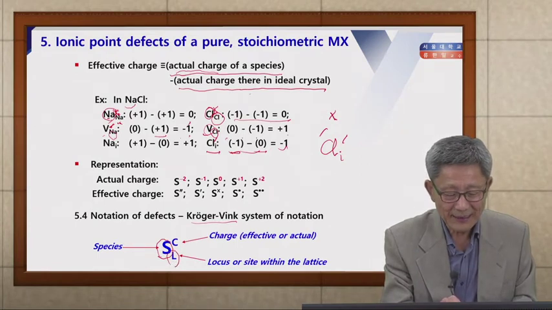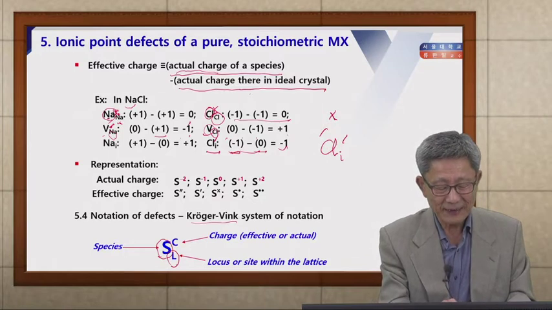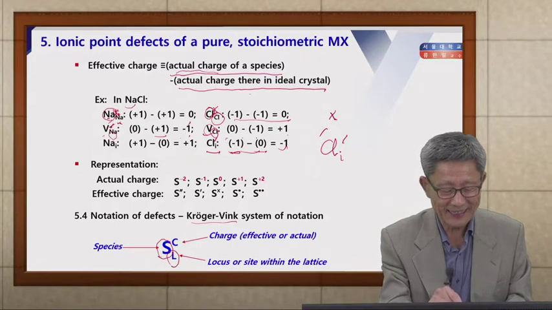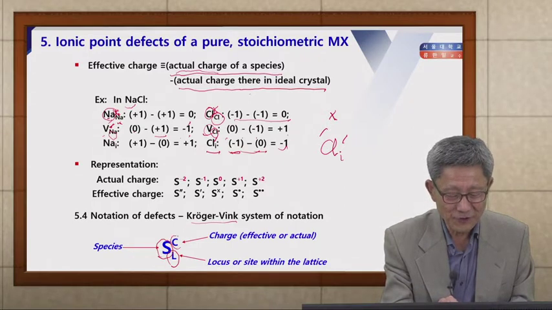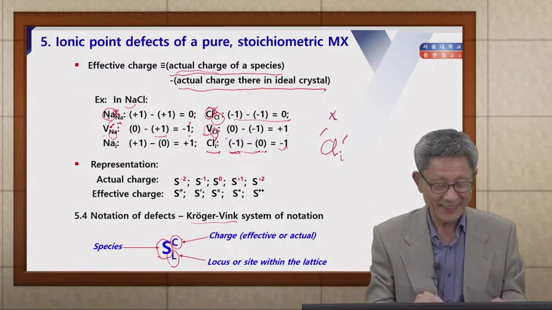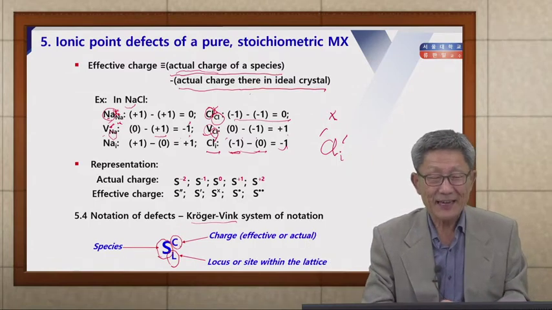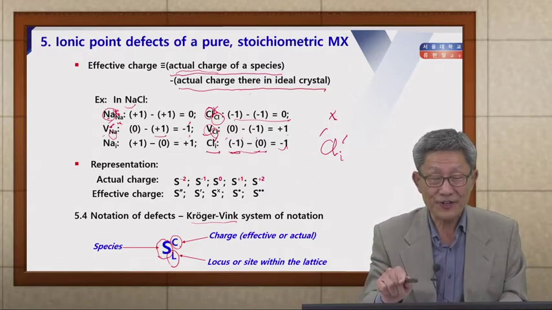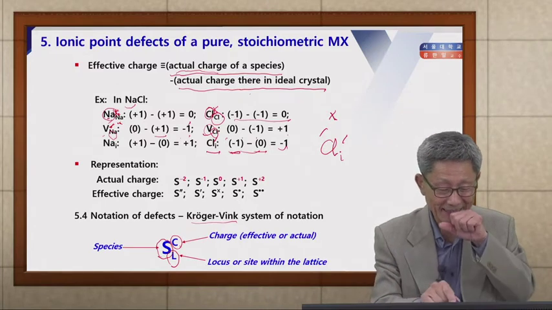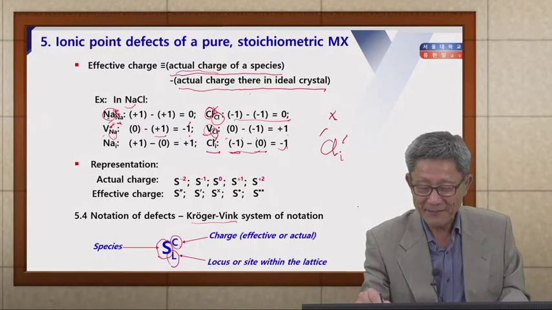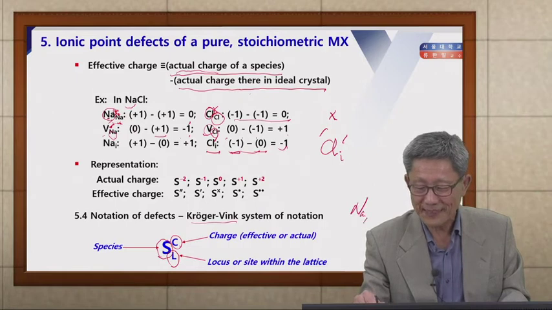put the symbol for the specific location, the locus or site within the lattice, and then you put the charge state as the superscript. This charge can be represented either in terms of actual charges or in terms of effective charges. Now, as you see here, let me take sodium on a sodium site.